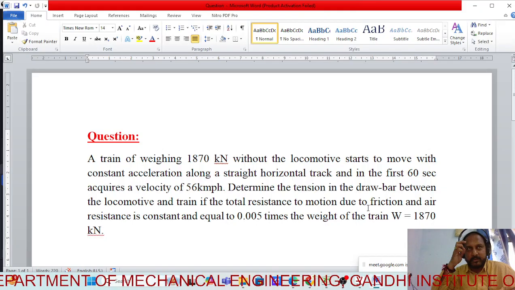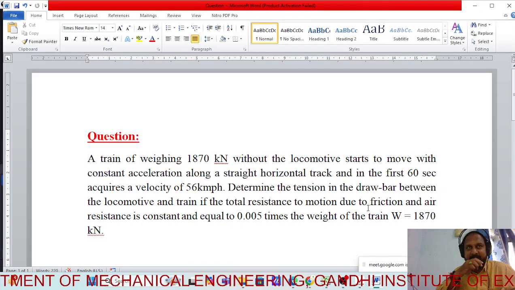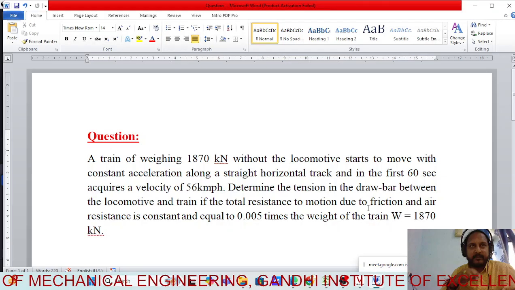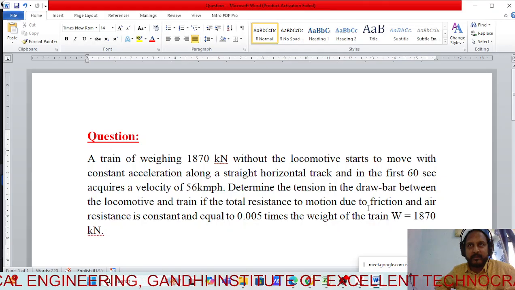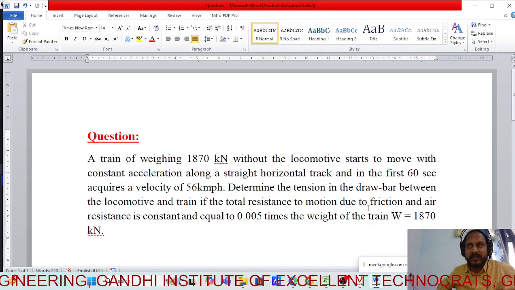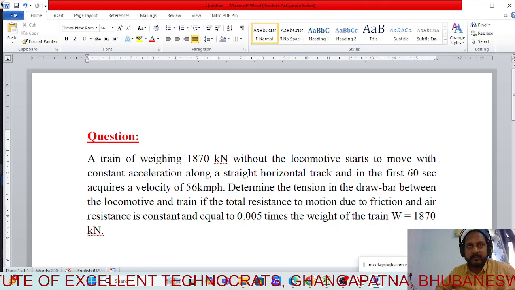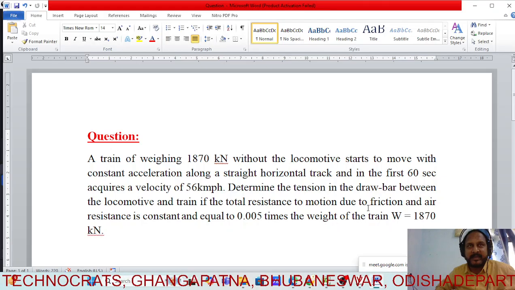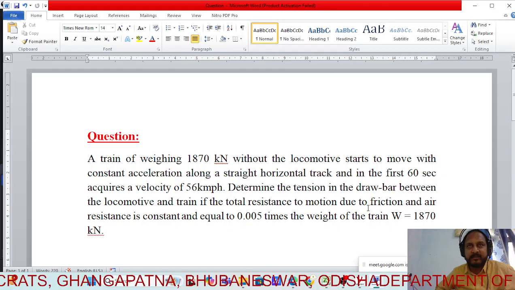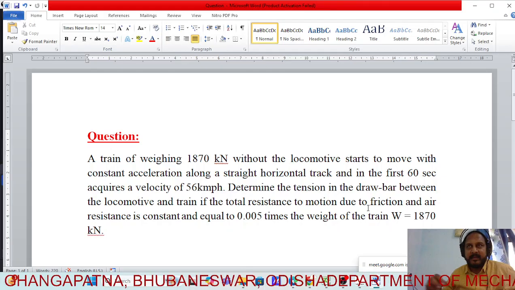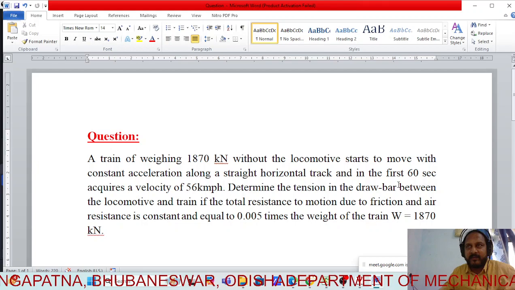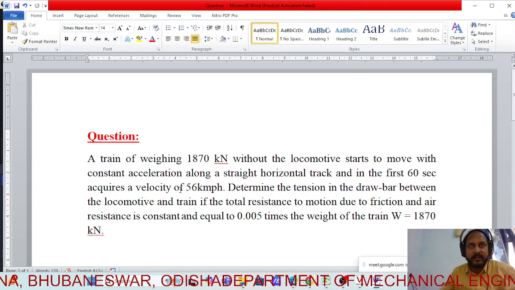You can see here the question: a train of weight 1870 kilonewton, without the locomotive, starts to move with constant acceleration along a straight horizontal track. Clear? So that particular train without the engine is moving with constant acceleration along a straight horizontal track, and in the first 60 seconds how much velocity is it acquiring?